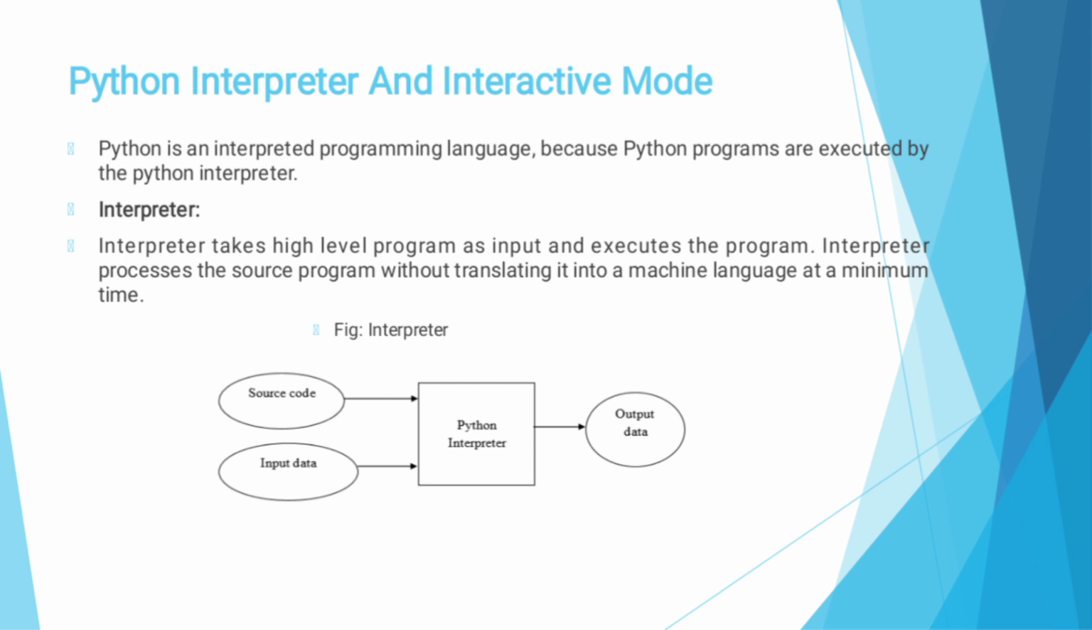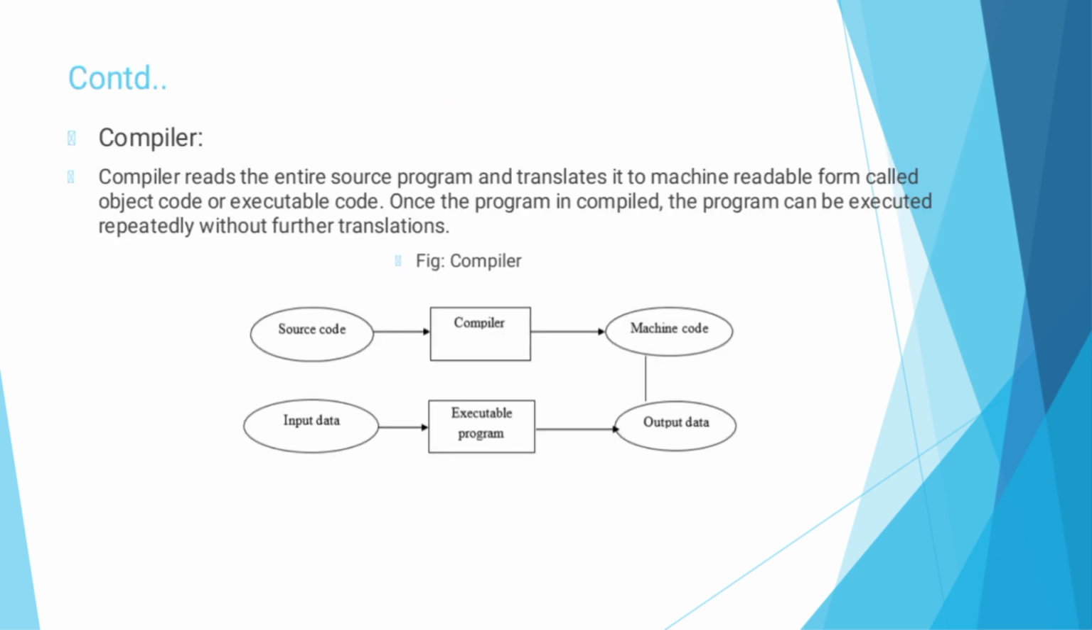This is the interpreter diagram. We give the input as source code and input data. Then the Python interpreter displays the output data.